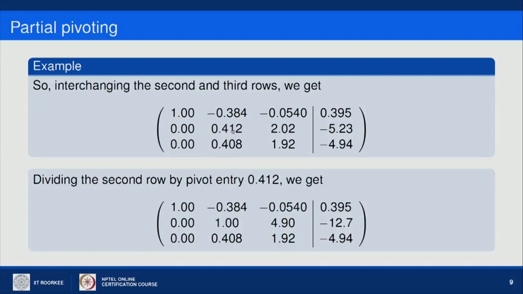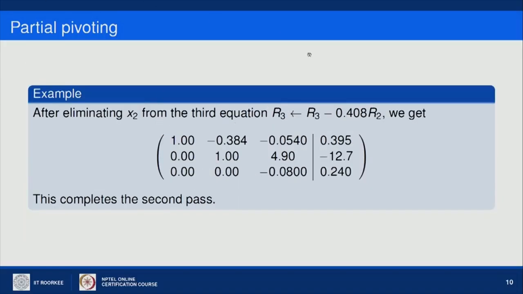Now, to make this pivot entry 1, I need to divide the second row by 0.412. When I divide the second equation by 0.412, I get this augmented matrix. So, here the pivot element is 1, and then again what I will do? I will make this element 0 with the help of this pivot element. So, what I need to do? I need to replace the third equation, that is third row R3, by R3 minus 0.408 times R2. After performing this operation, I got this system, and this matrix is in row echelon form.